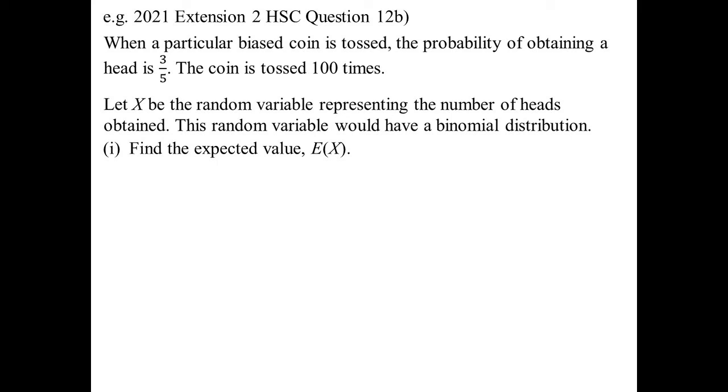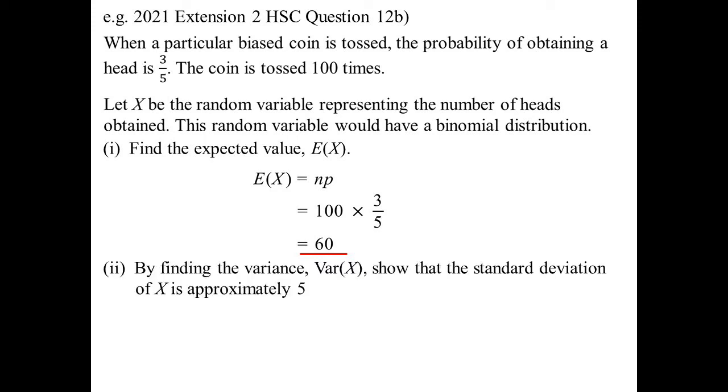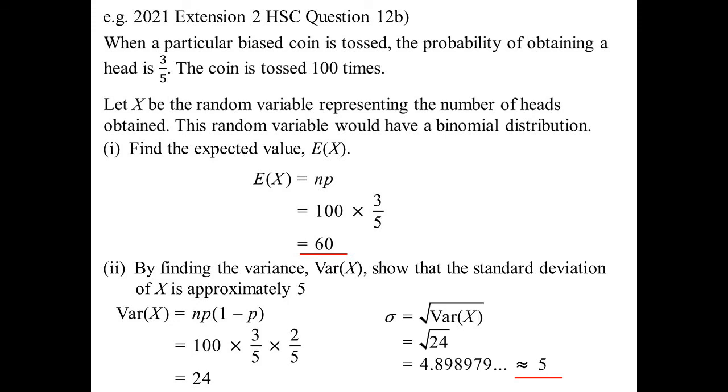Either we get a head or we don't get a head. Find the expected value. Well, it's a binomial distribution. They even told us that. So the expected value would be n times p. So for ours, it'll end up being 60. We would expect to get 60 heads. By finding the variance, show that our standard deviation turns out to be around 5. Well, variance, np(1 minus p), we get 24. Well, that standard deviation is the square root of the variance, 4.89. Yes, I mean, that's approximately 5 to the nearest whole number.